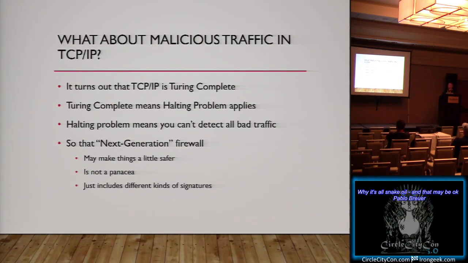So what about malicious traffic and TCP/IP? Well, it turns out that TCP/IP is Turing complete. Turing complete means the halting problem applies. The halting problem applies means that I can't tell you if any given packet is malicious or non-malicious. So that next-gen firewall is probably going to make things a little bit better, but it's not going to solve all your issues. It is not going to detect all bad traffic. It's just going to include different signatures, either heuristic or signature-based, but it's just statistical models and signatures. It is not fundamentally new, and it is not going to solve your problem.